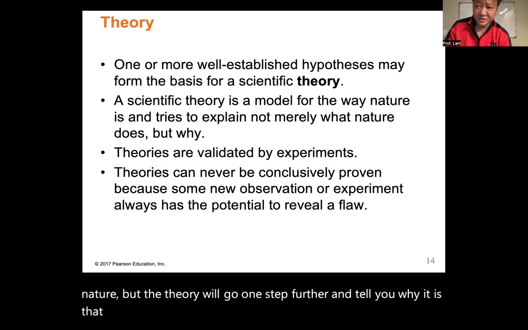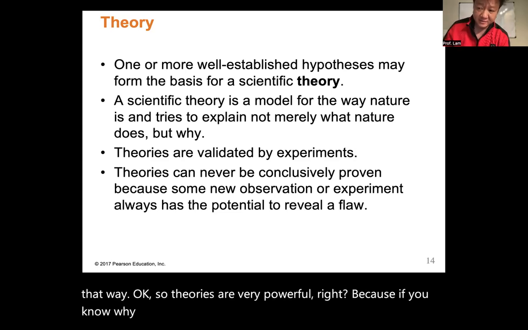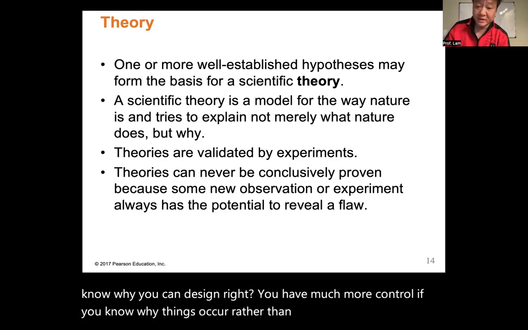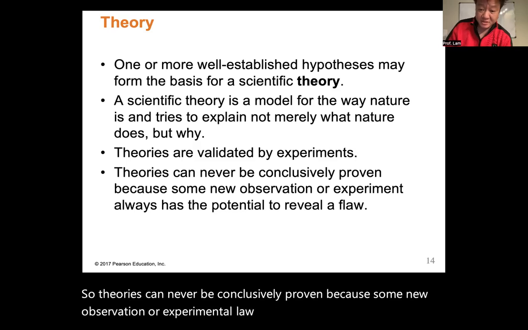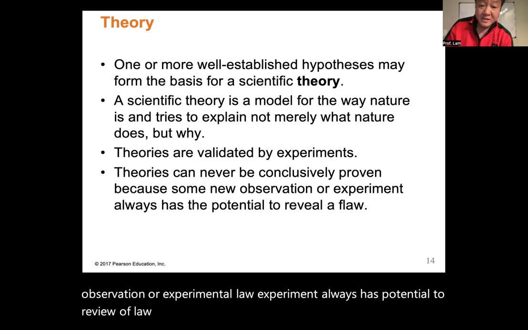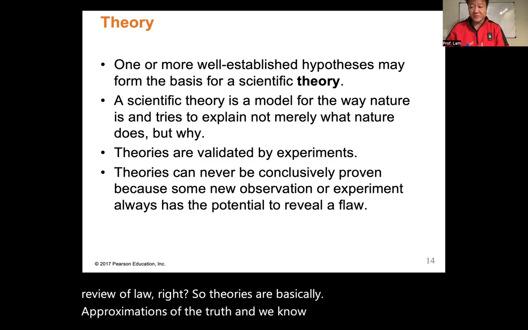Okay, so theories are very powerful, right? Because if you know why, you can design, right? You have much more control if you know why things occur rather than just what will happen, right? So theories can never be conclusively proven because some new observation or experiment always has potential to reveal a flaw, right? So theories are basically approximations of the truth, and we know that theories are not perfect, right?